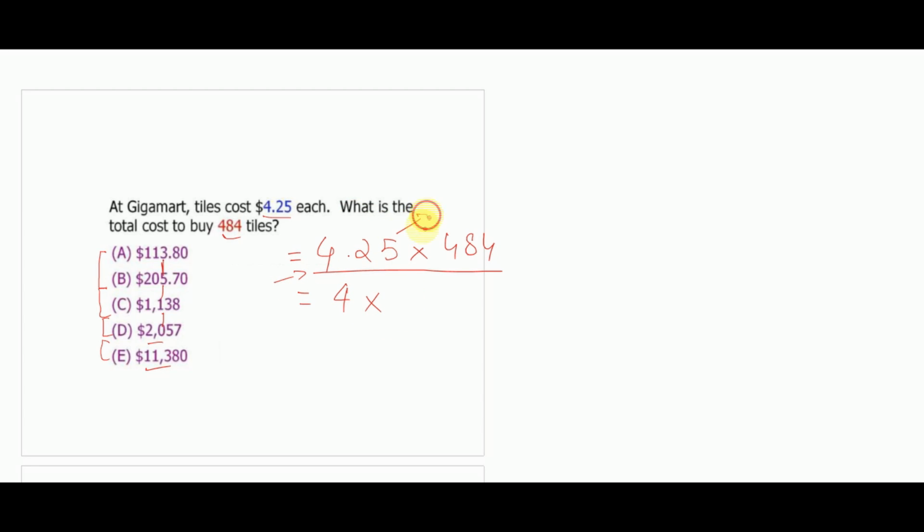We could have taken it to 5, but that would have been a greater jump. So we want smaller jumps, so we won't do that. We would reduce it to 4, and we would increase 484 to 500. And that's easy. That's 2000. And what is the closest option? That's option D.